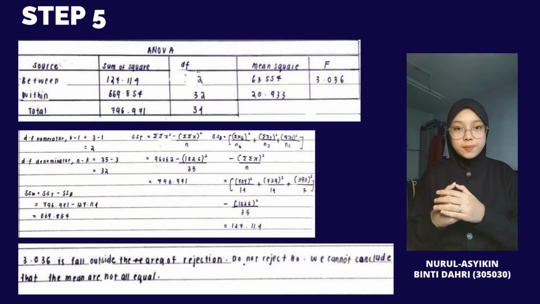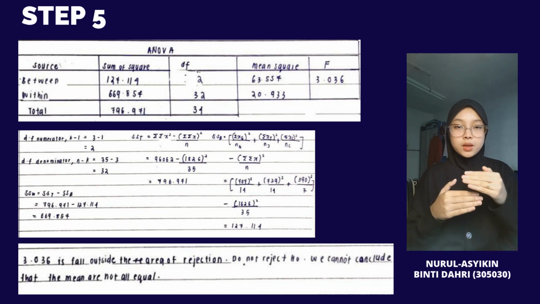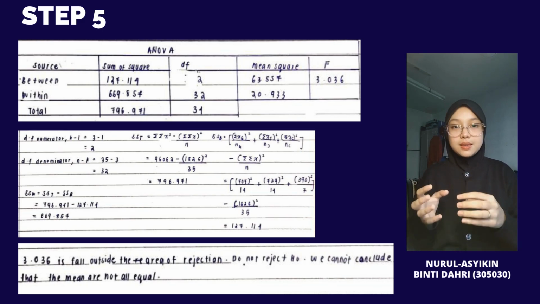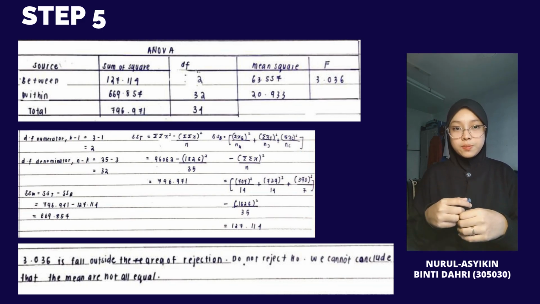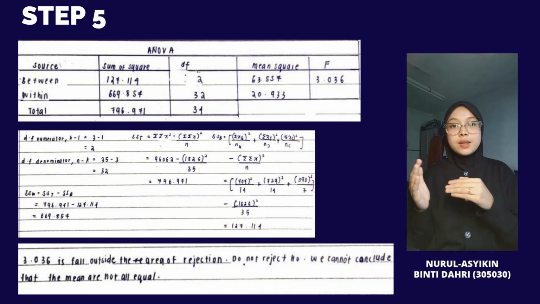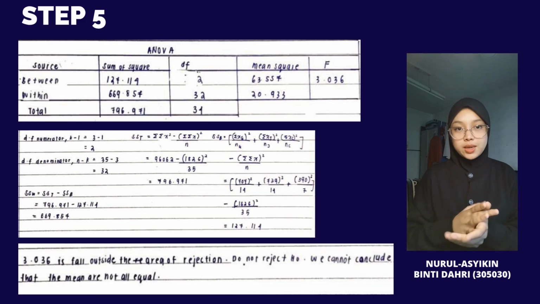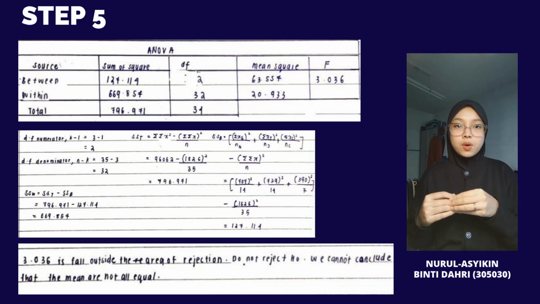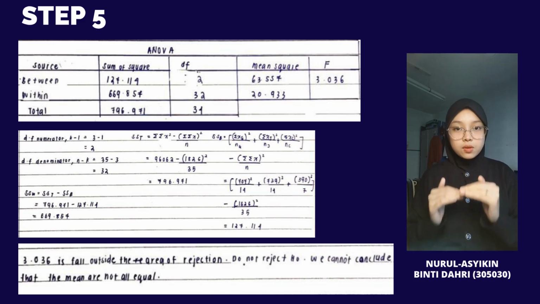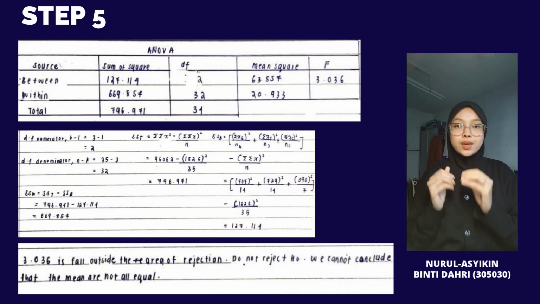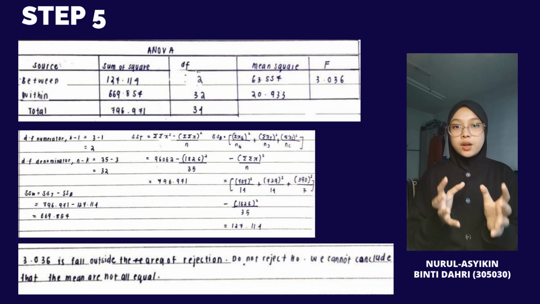Move on to the last step, which is step 5. We get the calculation of F is 3.036. We get it from the calculation of mean square between, which is 63.557, divided by the mean square within, which is 20.933. We can say that 3.036 falls outside the area of rejection. Do not reject H null. We cannot conclude that the means are not all equal.